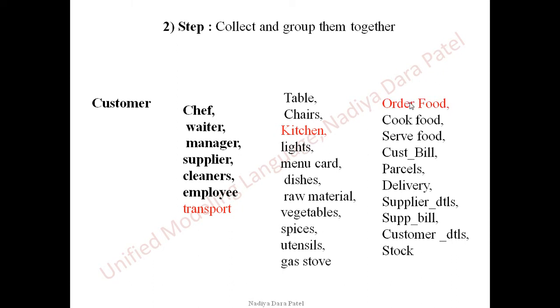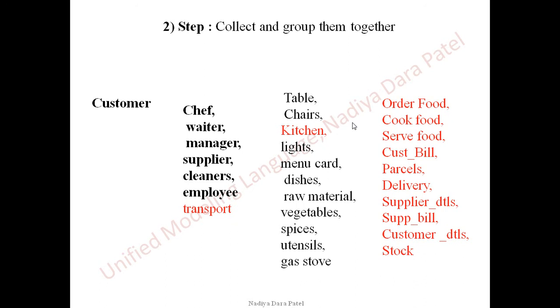Next, I think order food has a procedure. The customer comes in, he orders the food with respect to the menu card, and he's going to place it, he's going to have the food, and he's going to pay for it. So there is one procedure involved in ordering food as well. So I've treated it as a use case right now. Similarly, cook food, serve food, customer bill, parcel, delivery, supply details, supply bill, customer details and stock. All these are processes. There is some input going in, there is some working going on, and there is some output coming out.